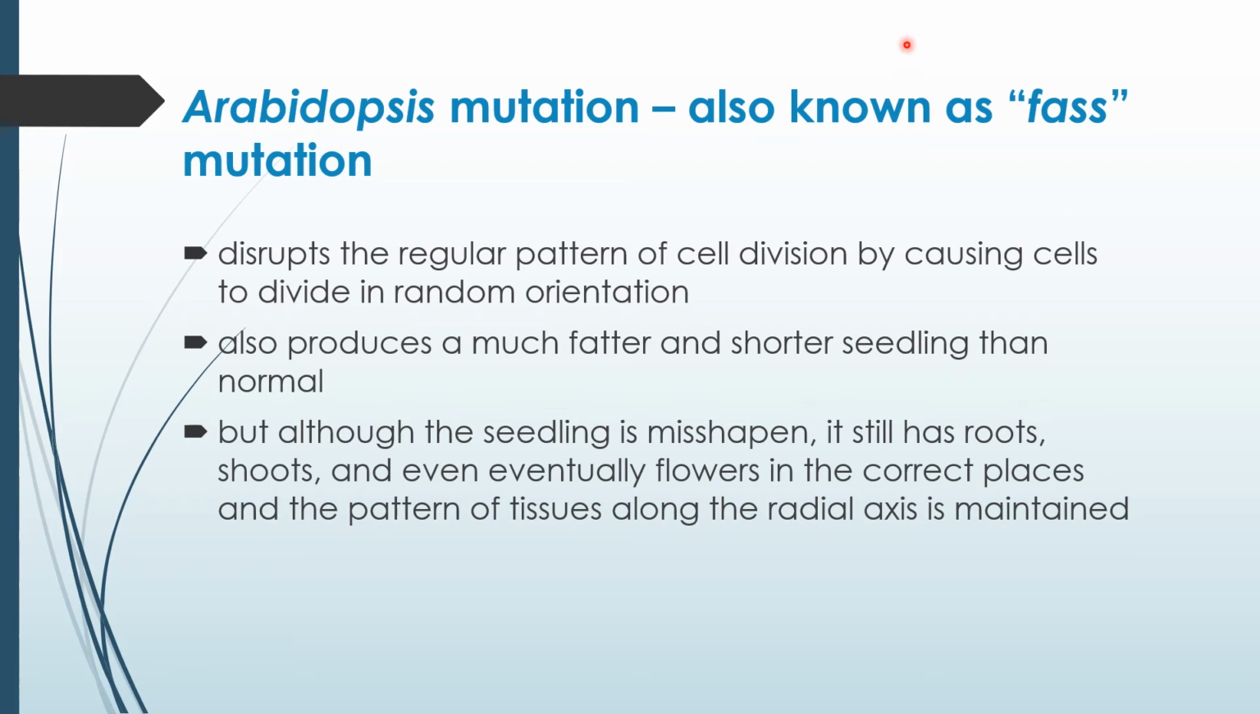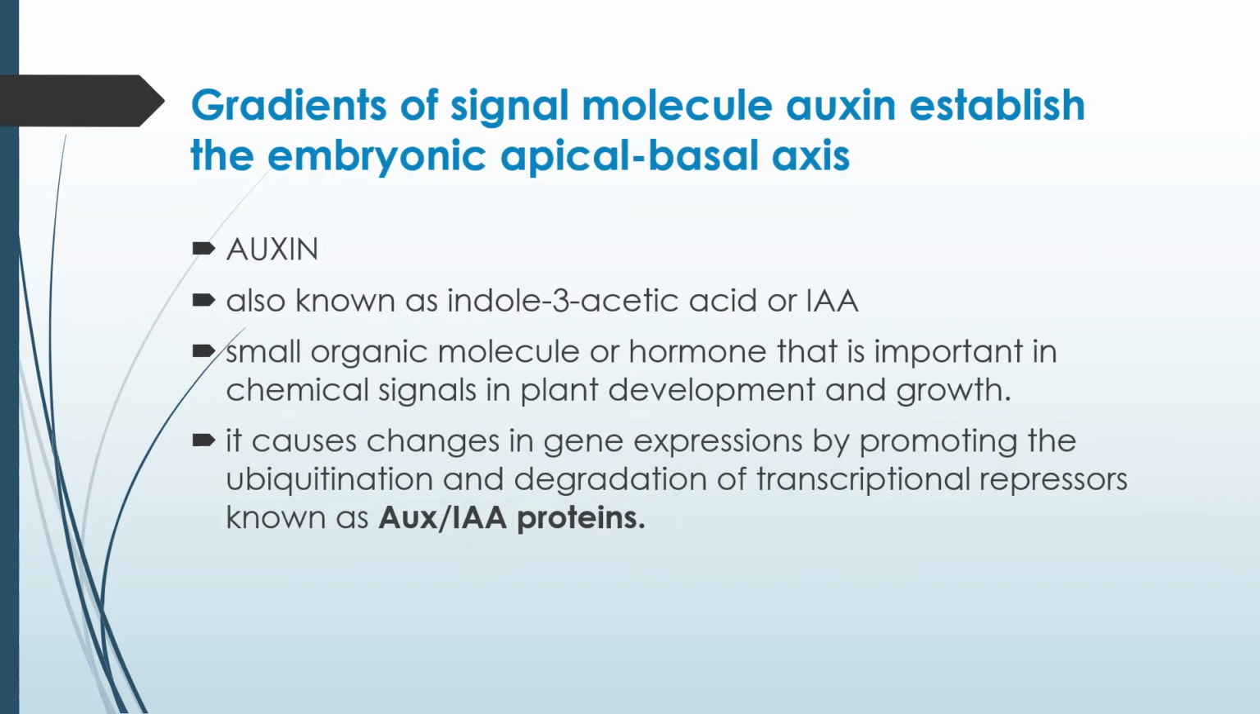So, hindi lang fass mutations ang meron sa Arabidopsis. So, again, with this fass mutation, of course, this is a result of mutations when it comes to the gene expressions. So in this one, it would result in a fatter and shorter seedling compared to a normal type of seedling. So next, for the gradients of signal molecule, auxin establishes the embryonic apical-basal axis.